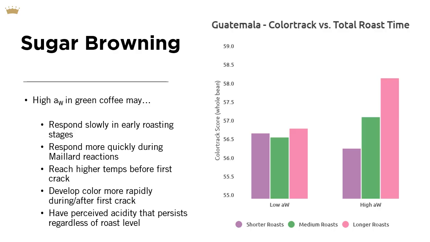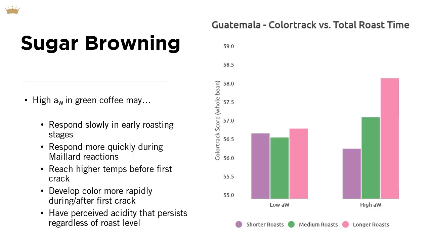Higher water activities tend to have more sensitive reaction to time or temperature as it pertains to final color of the roast. You can actually see the graph of this here. It's essentially the same coffee that was dried differently, allowing one to reach a lower water activity than the other. And what we see here is the color track score, the color of the roast, at 3 different roast lengths, and for the low water activity sample, the color changed relatively little, whereas in the high water activity sample, the color change was much more dramatic.